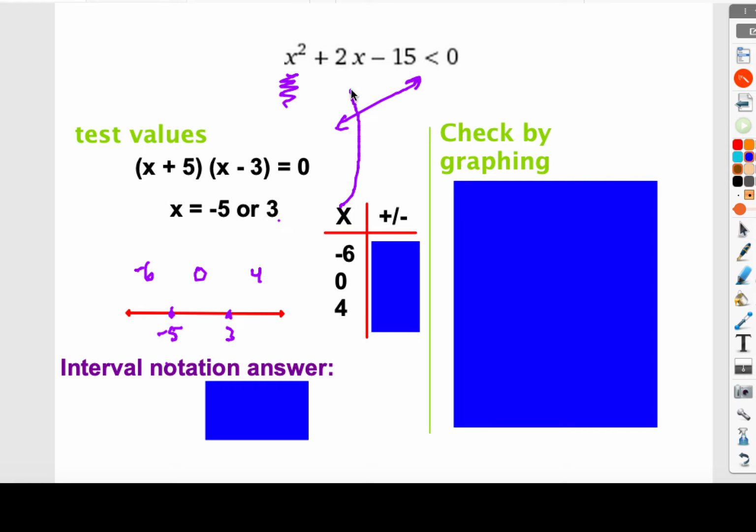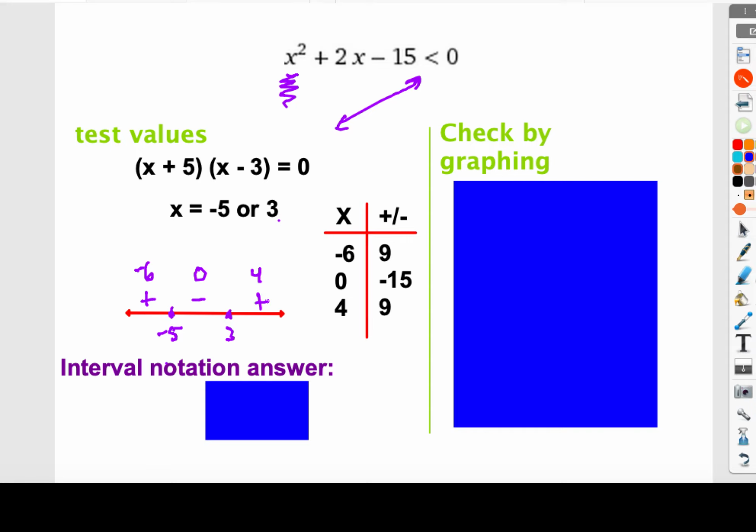Well, when we plug those values into our original function, if we take these x values and plug them in up here, what we're going to end up finding is that the values we get back are 9, -15, and 9, which essentially are a positive value at -6, a negative value at 0, and a positive value at 4.